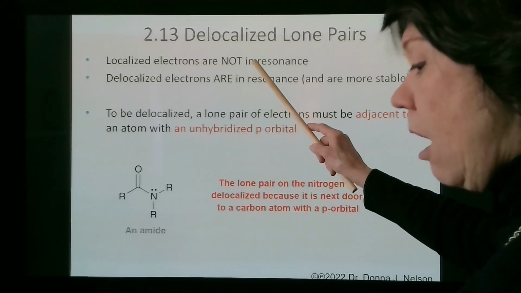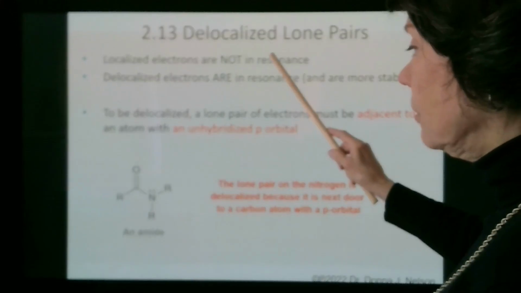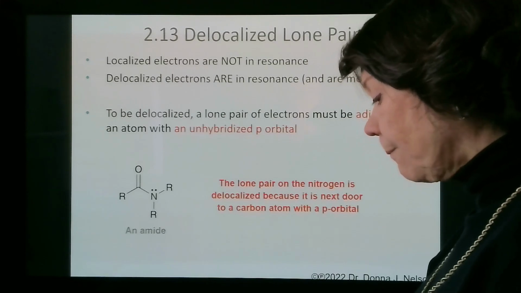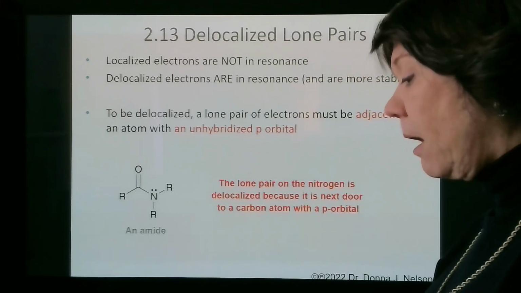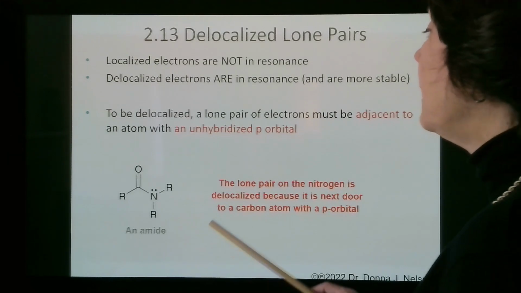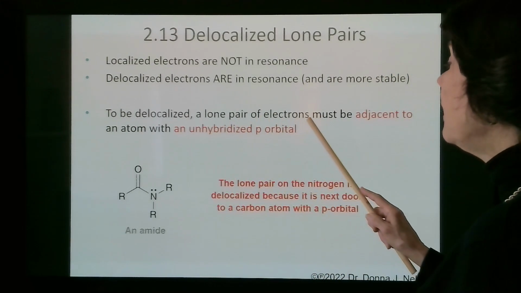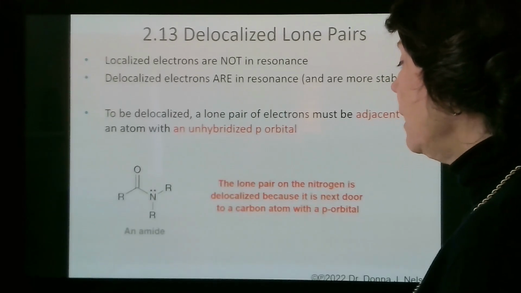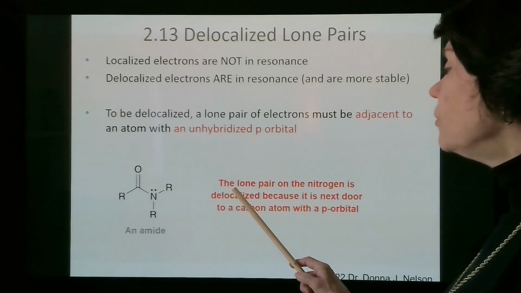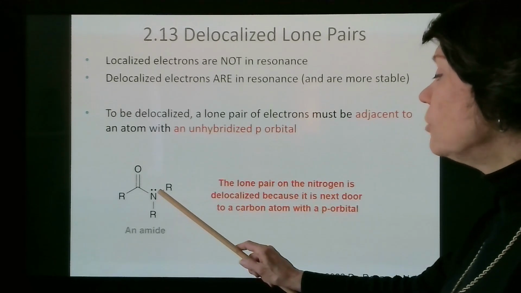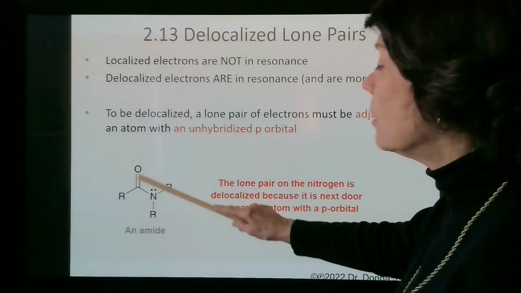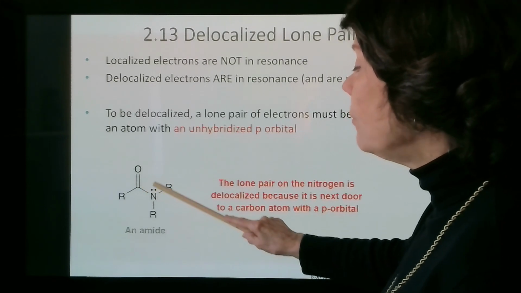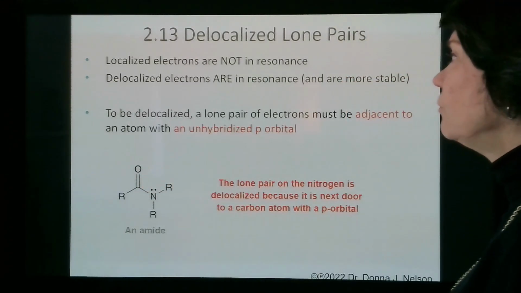Localized electrons are not in resonance. The localized electrons, in other words, the electrons involved in sigma bonds, are not involved in resonance. To be delocalized, the lone pair of electrons must be adjacent to an atom with an unhybridized p orbital. So the lone pair on nitrogen is delocalized because it is next to a carbon that has p orbitals, and the oxygen has p orbitals, so it's possible to donate that pair of electrons in, and this pair of electrons moves up.